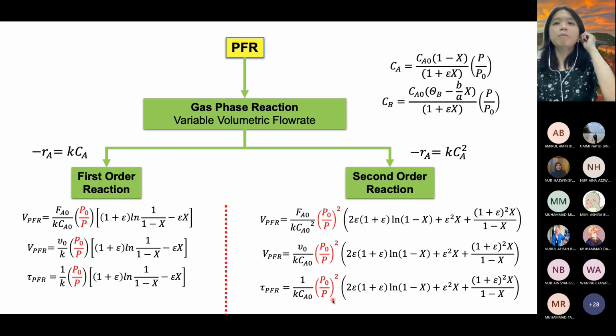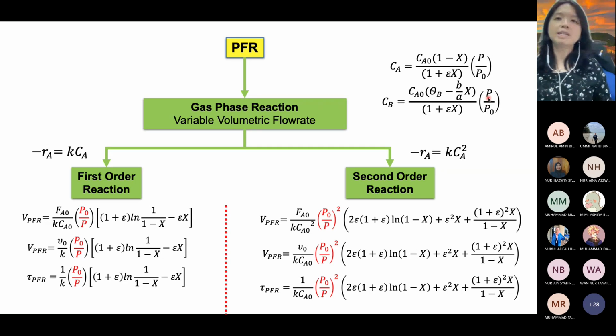Maka, apa yang berlaku adalah kamu tengok equation saya sekarang, tadi concentration, kalau liquid phase, kalau gas phase, tadi yang saya discuss, concentration dia, Ca sama dengan Ca0 in bracket 1 minus X per 1 plus epsilon X di sini. Okay, because now we have pressure drop, kita kena tambah P per P0. Sama dengan CB pun sama sebab kita ada pressure drop, kita kena tambah dekat bahagian belakang dia P per P0.